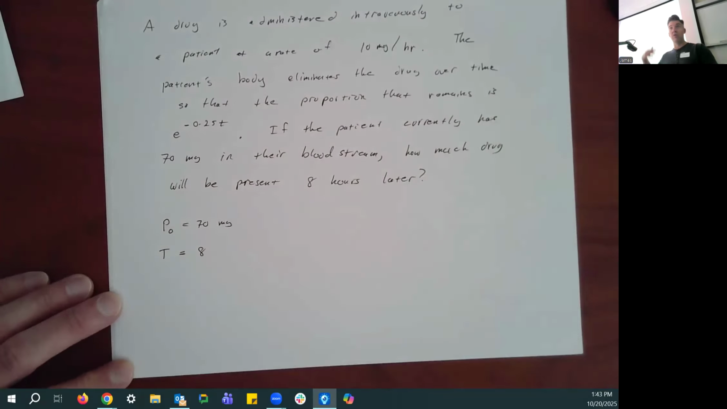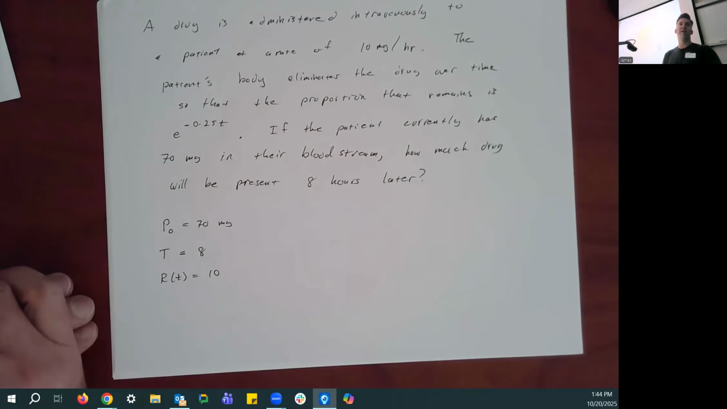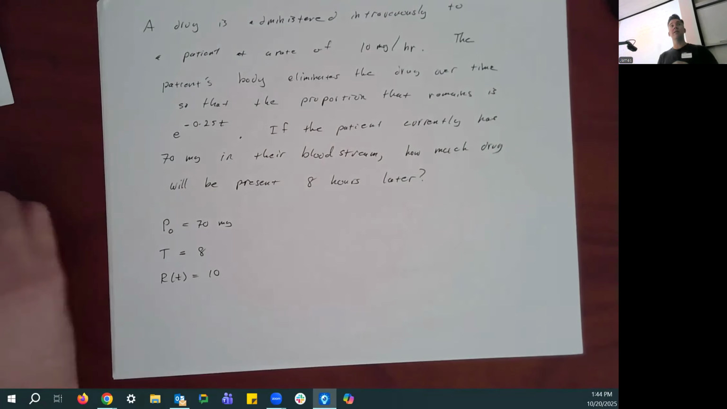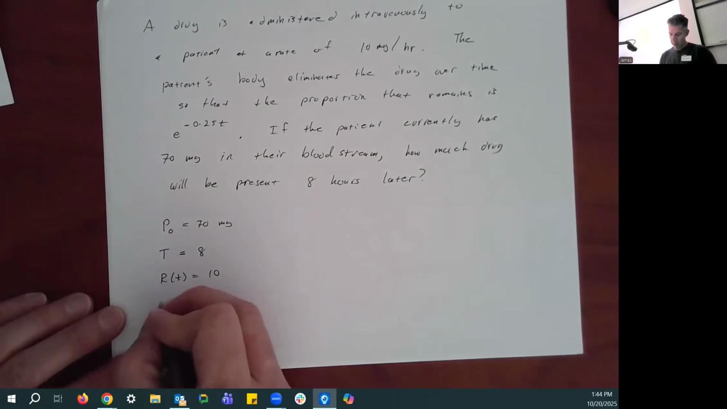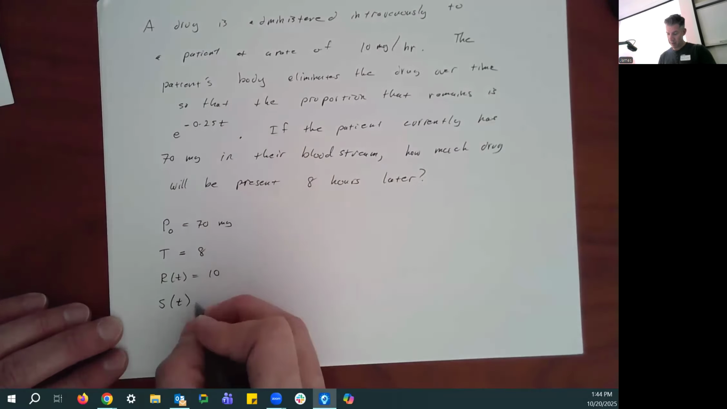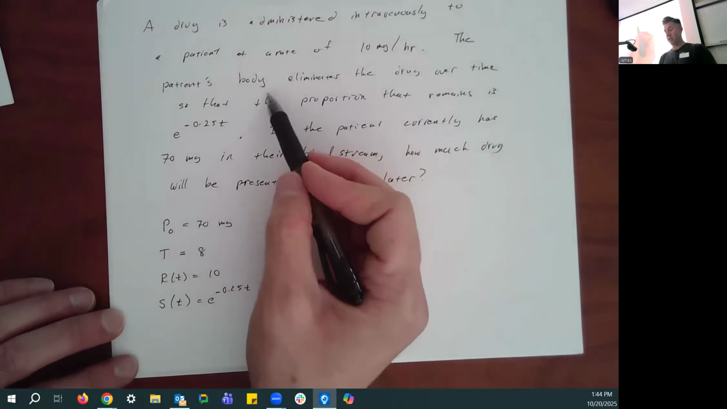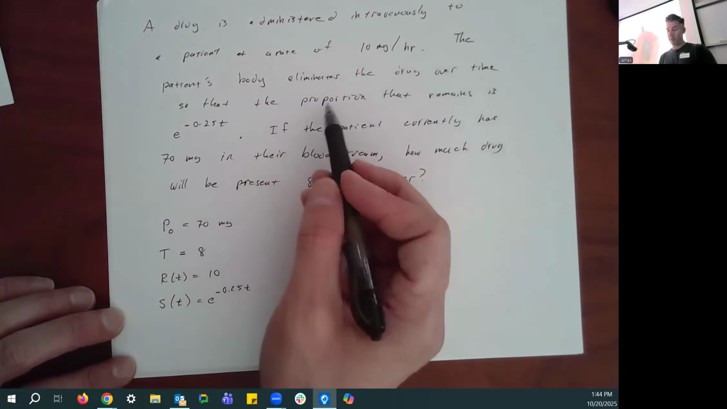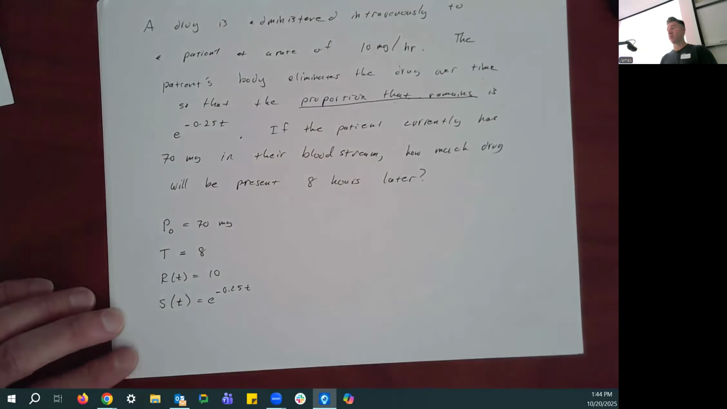We're giving the patient, renewing the amount of drug in the body, we're adding the amount of drug in the body at 10 milligrams every hour. So our R of T is 10 milligrams per hour, but I just care about the number really. Notice in this case, R of T is constant. That's fairly typical. And then our S of T, our survival rate, is e to the negative 0.25 times T. They tell us with lots of words, the patient's body eliminates the drug over time so that the proportion that remains, oh, those are keywords that tell us that's the survival rate. The proportion that's remaining is this function. So that's our S of T.